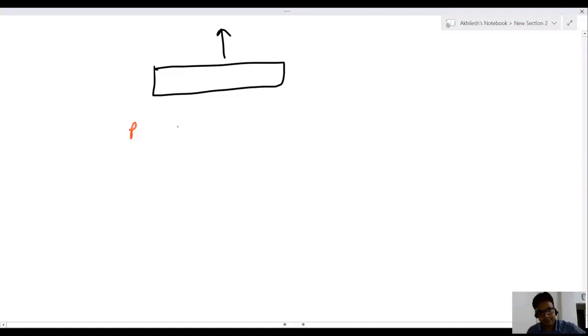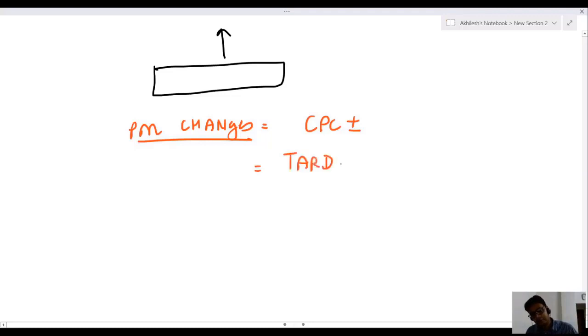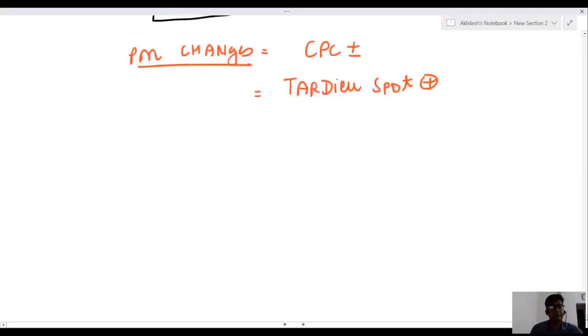Now come to the postmortem changes. Sir, same thing. CPC may be present, may be absent. If the person died due to asphyxia, there is CPC. If there is no asphyxial sign, CPC may be absent. Tardieu spots are generally present if neck compression is there. Very important: when you kill someone, there are chances of resistance injuries, plus minus.